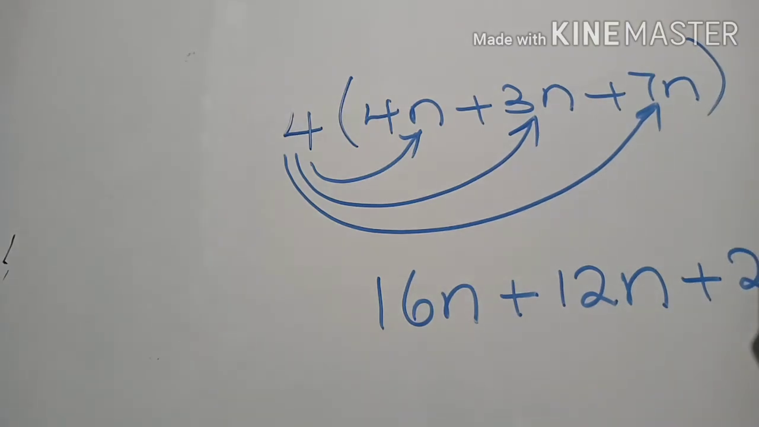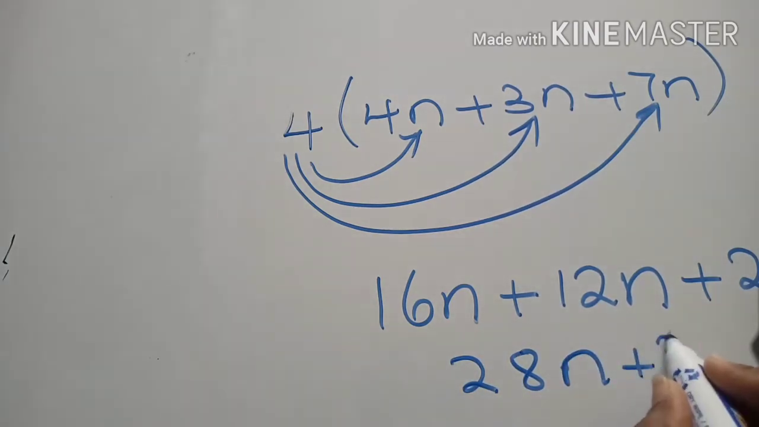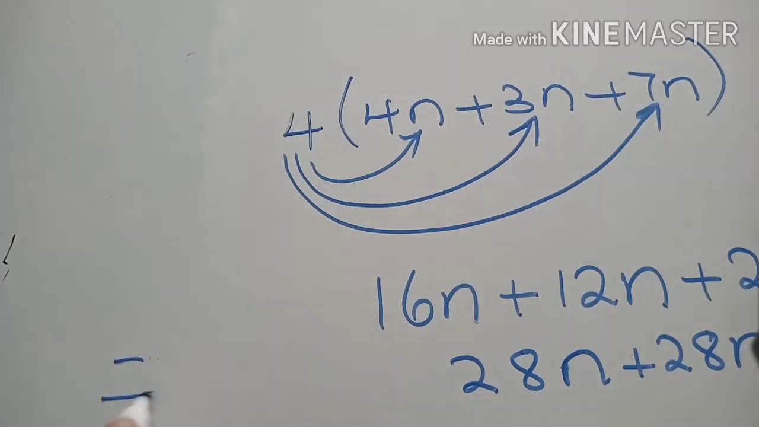So we are adding all this. 16 plus 12, that's 28n plus 28n. So 28 plus 28 will give us 56n. Our answer should be 56n.